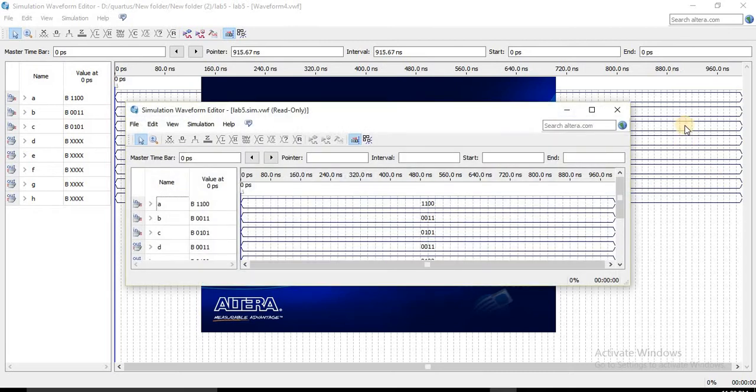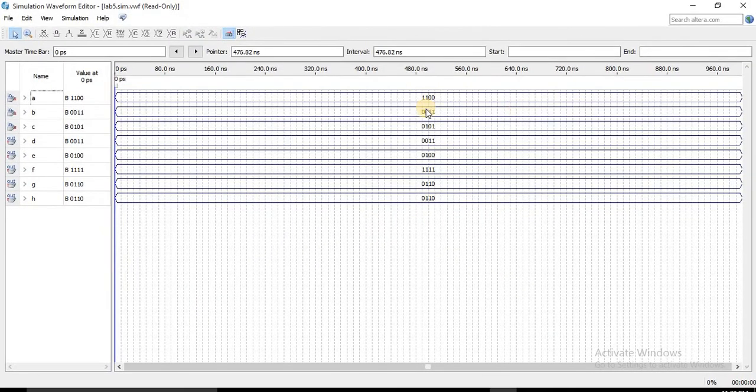Okay, here we have got our results. Now I will be defining each of the results. So the first result is for NOT of A. It was 1100, so every bit was supposed to be reversed. It was 1100, and now what we have got here is 0011. Hence every bit has been inverted.